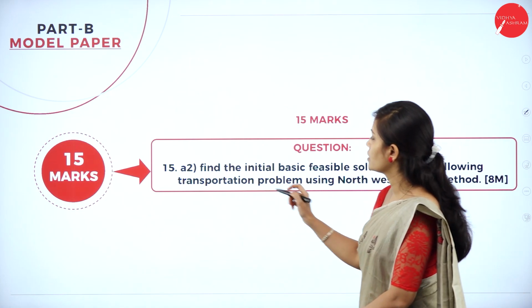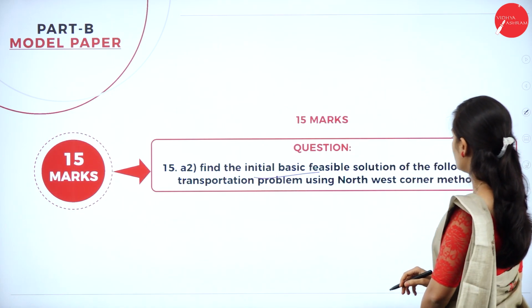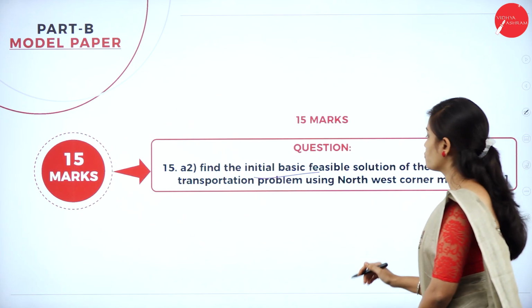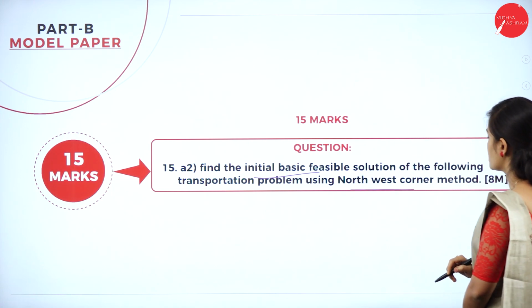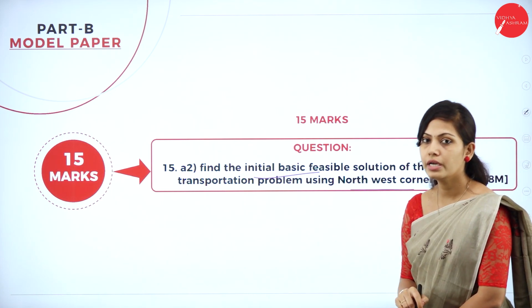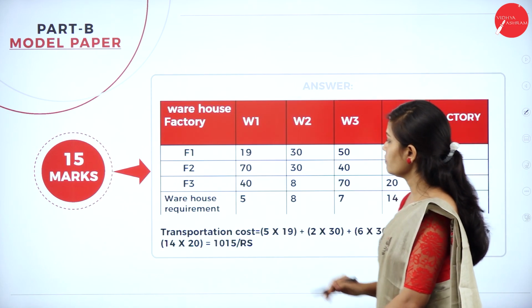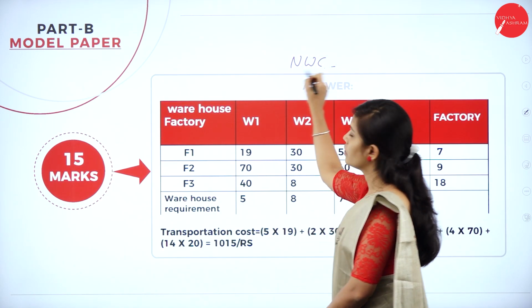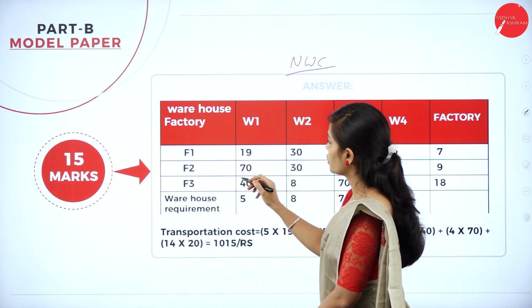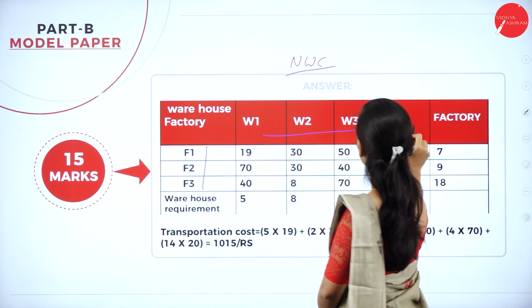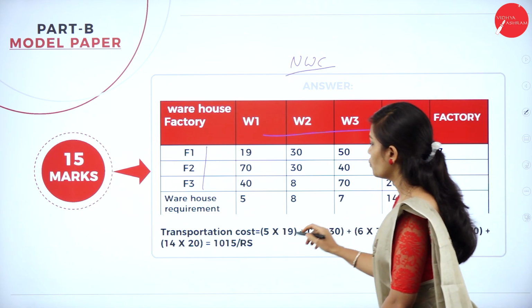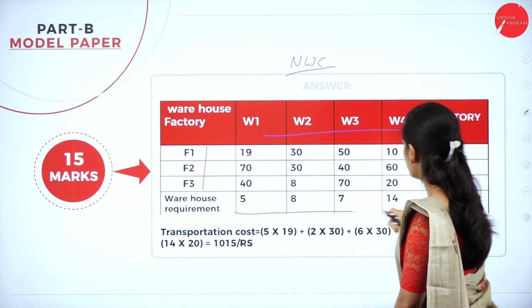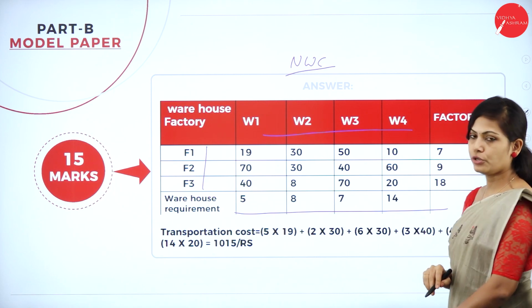And the next one is: find the initial basic feasible solution for the following transportation problem using the northwest corner method, that is for 8 marks. So here it is the northwest corner problem. In the northwest corner method, you have 3 rows and 4 columns. So you have the supply value and demand value.